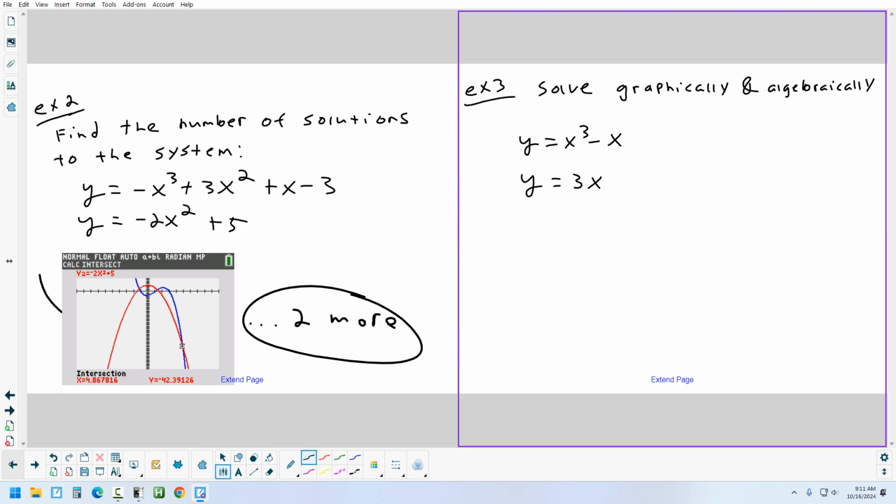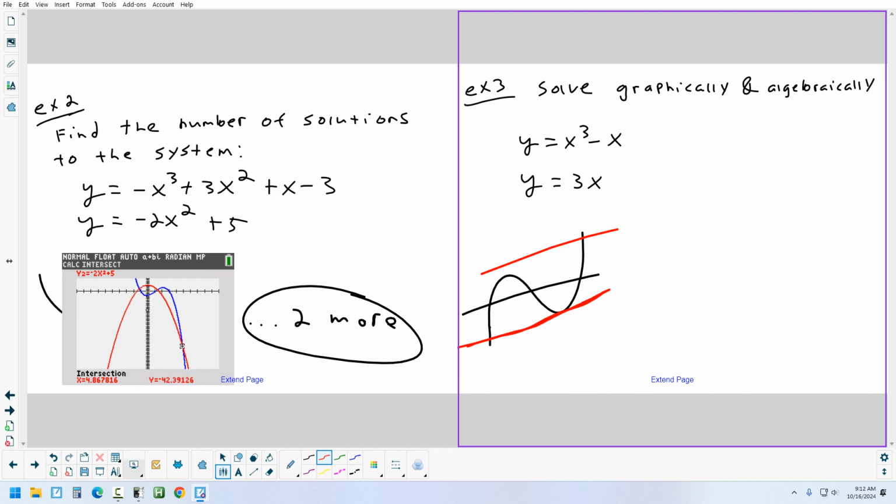How many times can a cubic and a line cross at most? 3. Yeah, it could cross 3 times. You know, if you had something like this. Could it cross twice? Yeah. Definitely, right? If you had a line right down here like this, it just hits it. Could cross twice. Could it cross once? Yep, if you had a line up here. Could it cross 0? No, can't cross 0. All right? So you just have to find how many times it crosses.